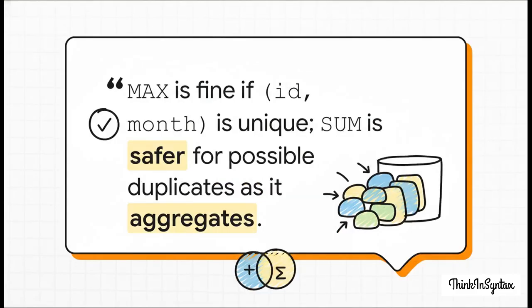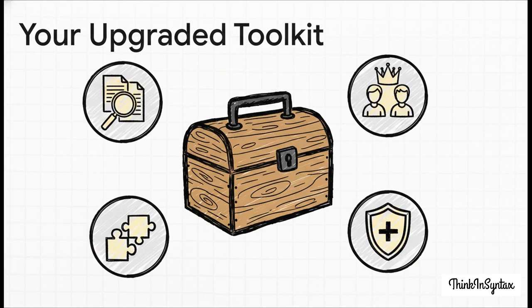And that leads us to our final takeaway. Look, max case is fine if you know your data is clean and unique, but 9 times out of 10, sum if is just the safer, smarter choice. It's designed to handle duplicates by correctly adding everything up. It's just more robust. So there you have it, 4 really powerful upgrades for your technical toolkit.